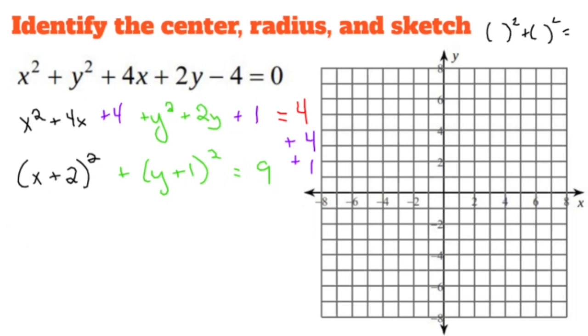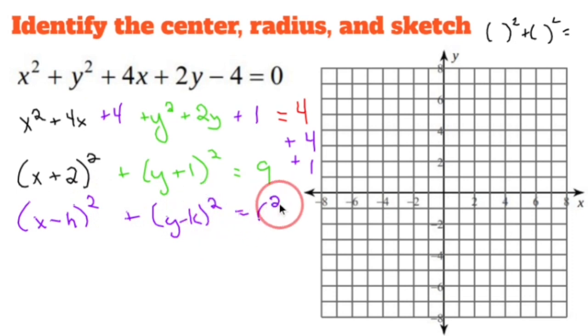Now I compare this to the equation of a circle, which is x minus h squared plus y minus k squared equals r squared. My center is (h, k).